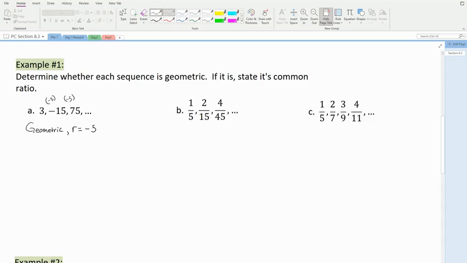Part B, if you went ahead and did it as I had shown it at the end of example number one, or the warm-up, you would see that it was not geometric. I had a typo there.